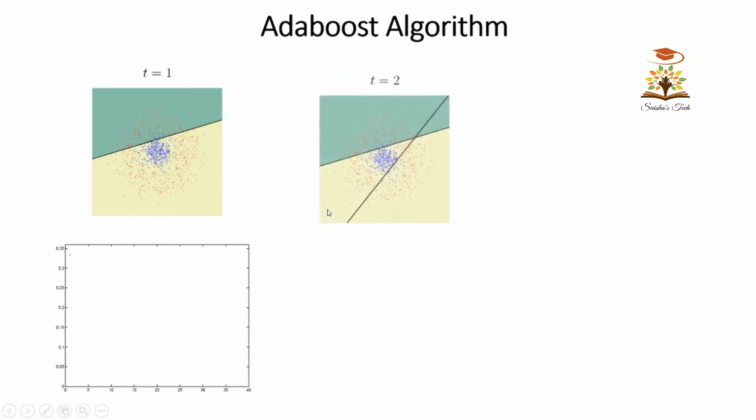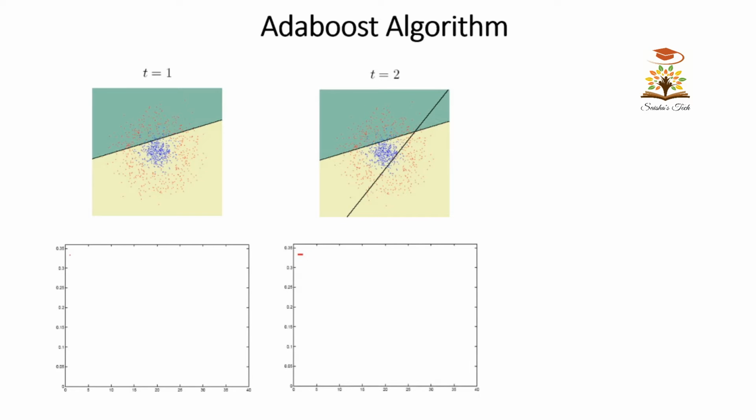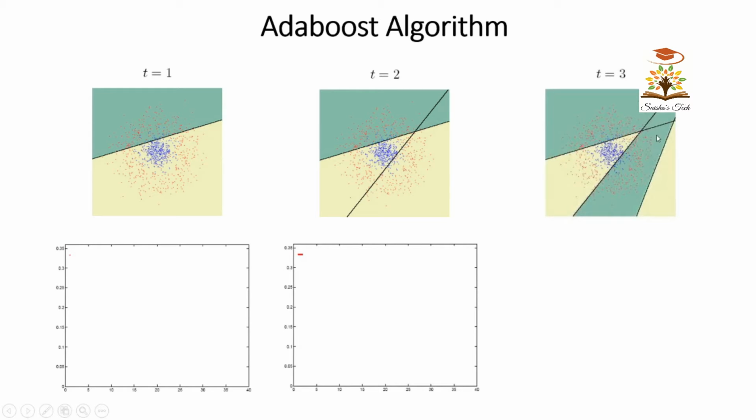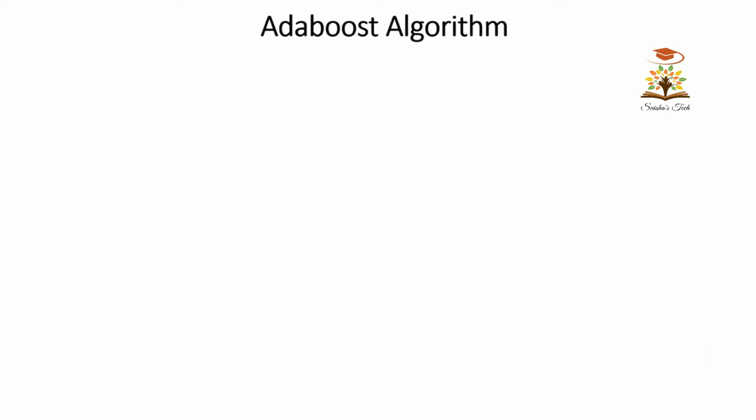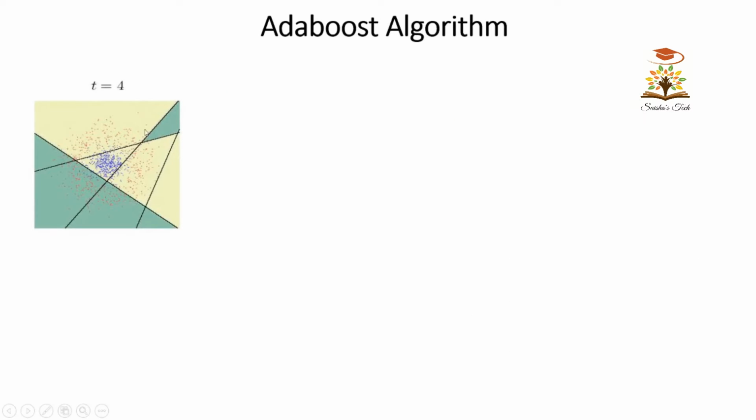When we built the second stump, we were not able to classify the observations accurately. Hence, the error stayed the same. In the third stump, you can observe that some of the negative values were correctly classified. Hence, our error rate decreased. In the fourth stump, we misclassified a few of the observations that were correctly classified in our earlier stumps. Hence, the error once again increased.